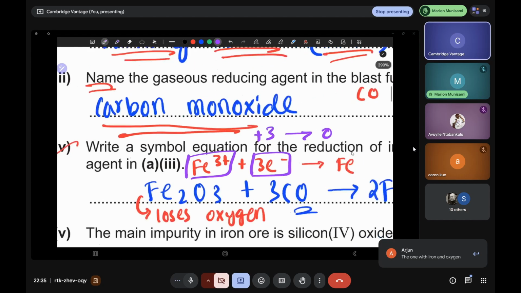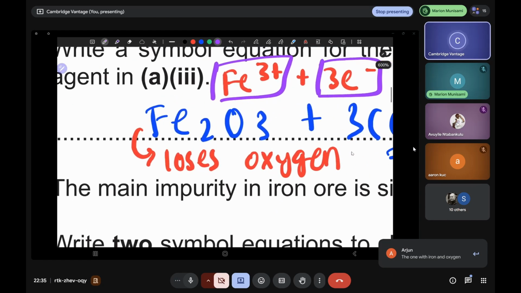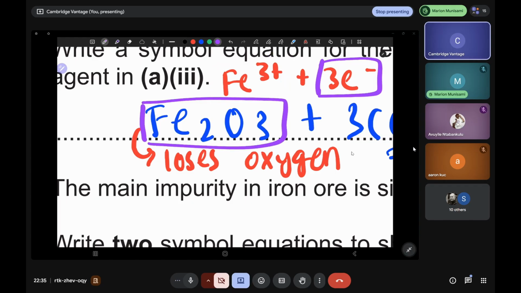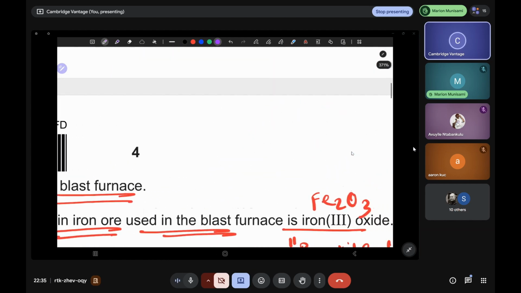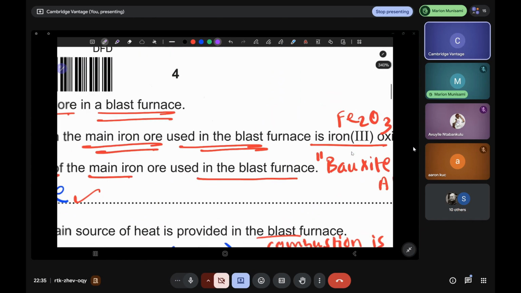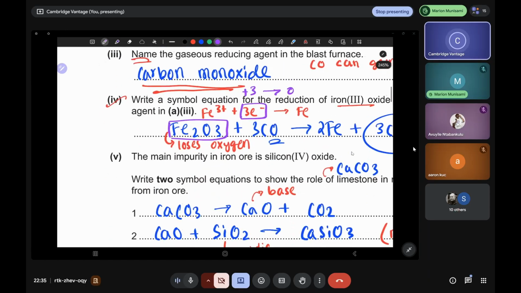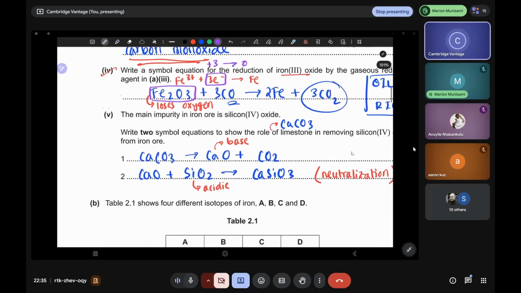Oh, it's this one, Fe2O3. Can you not see my screen, Arjun? Fe2O3 is the formula of the ore, and it's also the same over here. Alright, moving on to the next part.